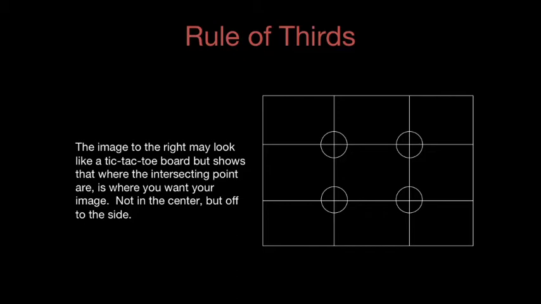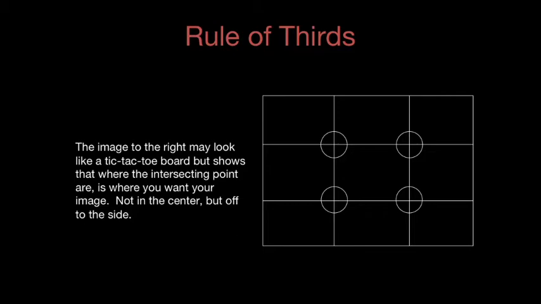One thing you should always consider when taking your photos is the rule of thirds. So with rule of thirds, you're essentially dividing up your photograph into a tic-tac-toe board. The areas where the board lines intersect is where you want the focal point or main subject of your image to be.